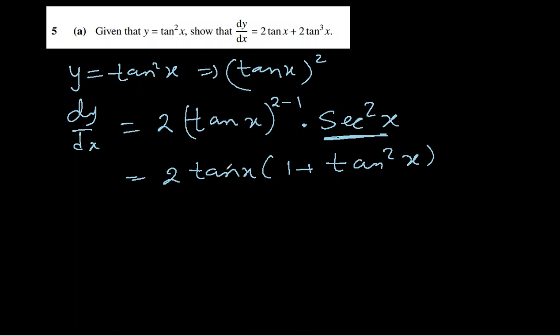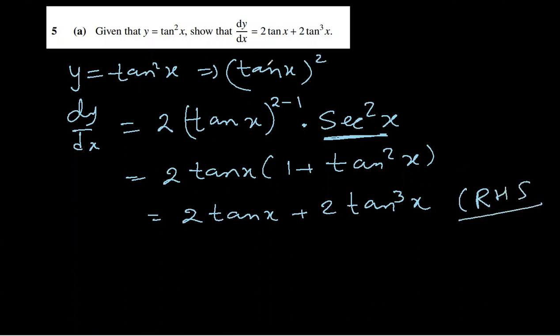So now multiply 2 tan x times 1 is 2 tan x. 2 tan x times tan square x will be plus 2 tan cube x, which is the right hand side of this particular equation. So proved.